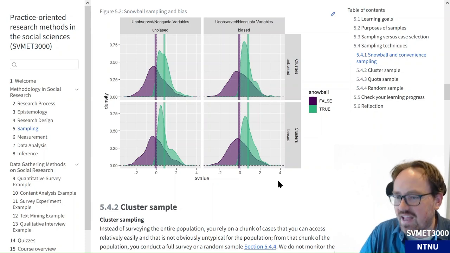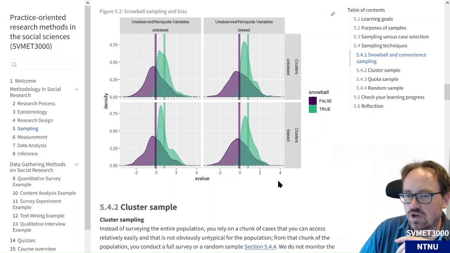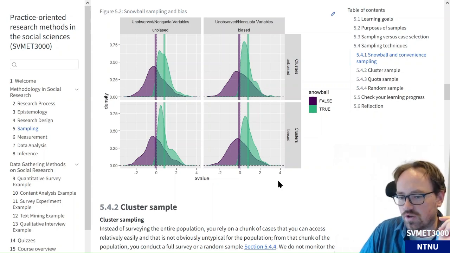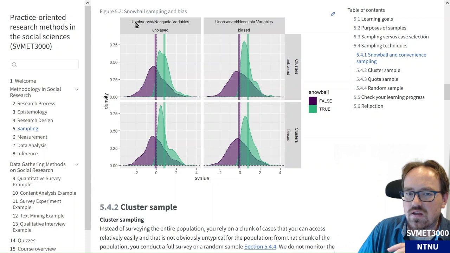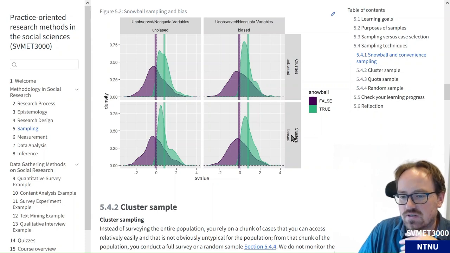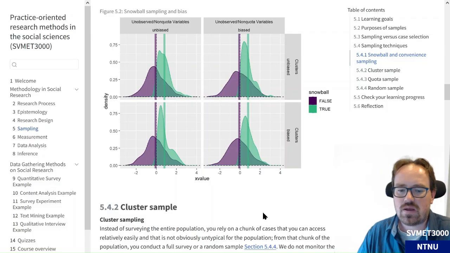Good, and that illustrates that snowball sampling is not a good procedure if you want this microcosm idea. And it's not really important whether there are unobserved variables in which a bias occurs or clusters that include a bias. It just generally creates a bias.